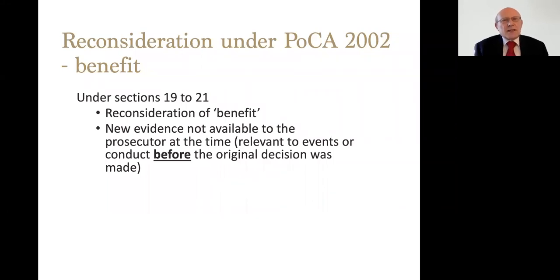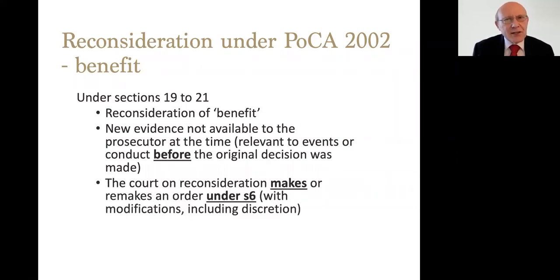So in circumstances where the prosecutor finds out after the confiscation order has been made that there was an additional source of benefit that he should have taken into account, but he was not able to because he didn't have the information, and the inference is he should have had that information and it should have been before the court, then in those circumstances, the prosecutor can go back to the court and ask for the benefit figure to be reconsidered because of events or conduct that occurred before the order was made.